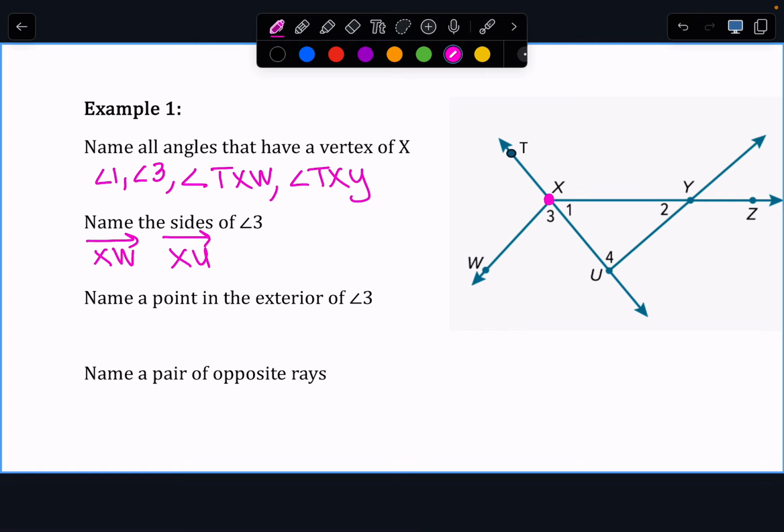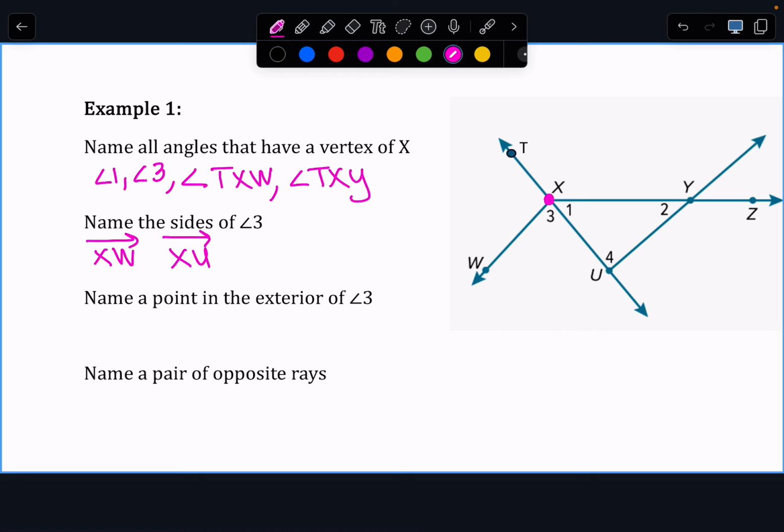Now, I do want to mention that for angle 1, you could name the second side as ray XY, or you could name this ray XZ. They're the same ray because a ray keeps going on forever in that other direction. Okay.